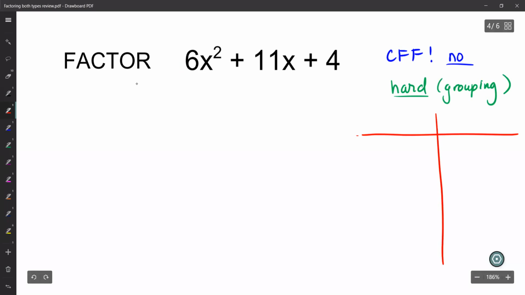So I want to figure out the product and the sum. Now this one's a little bit different in finding our product. Can somebody tell us when we have a coefficient that's not equal to 1, how do we get our product? And what would that be for this situation?